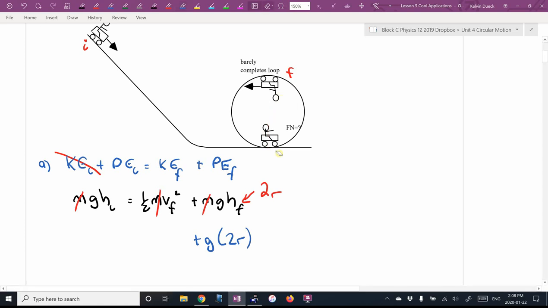Let me erase these radii. At the top of the loop, what are the forces acting on this car? Get the obvious one. What else? Which way? In the direction of the center, right, Annika?